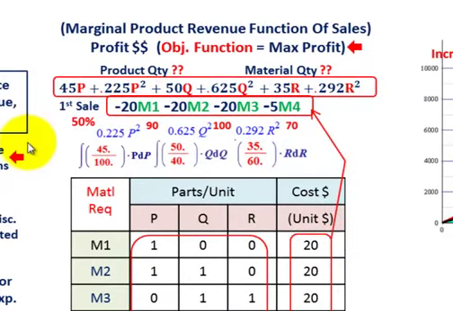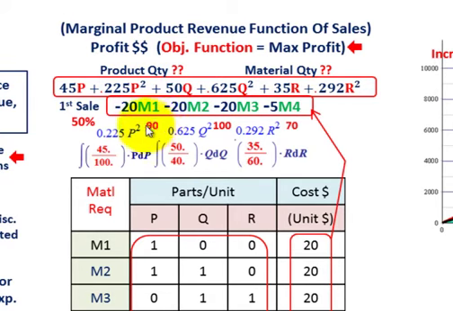Okay, so now let's look at our linear program. Really what we're looking at is our marginal product revenue as a function of sales, and our objective function is to maximize our profit. So this is our objective function, and let's look at our revenue portion here. Remember, we're talking about sales quantities, in terms of P, Q, and R.